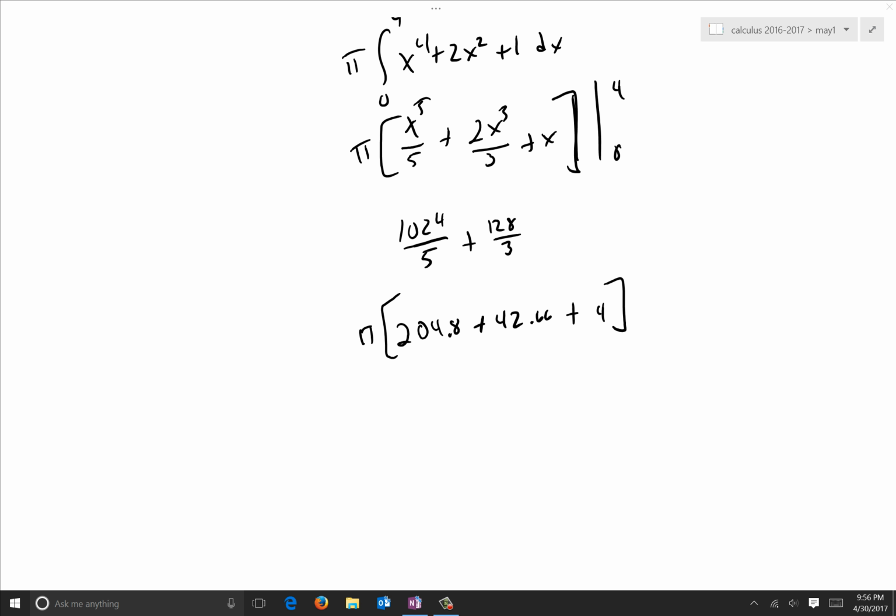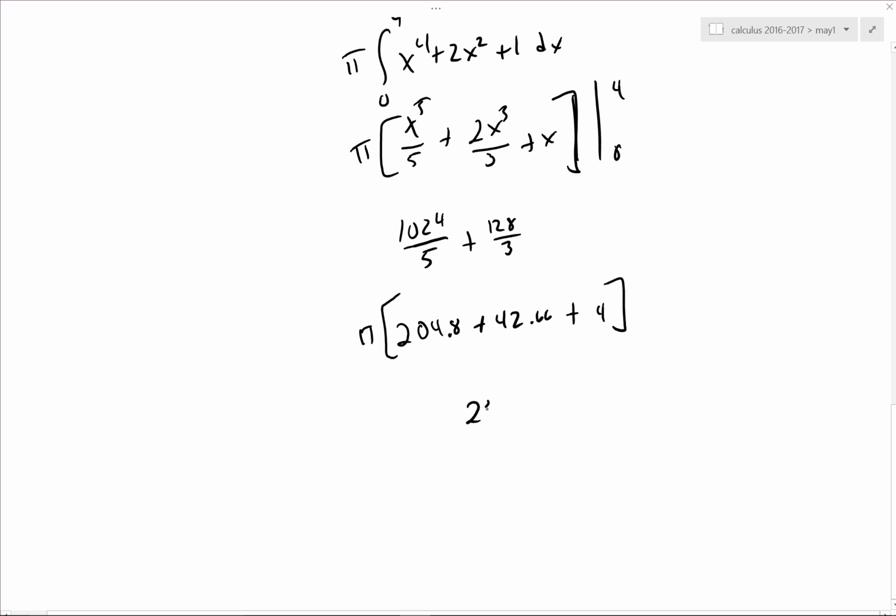So that's about 251.4 pi. But the big deal here is that it's units cubed, of course. We're going to be doing a bunch of these, and you'll get the hang of it. Use your calculator.